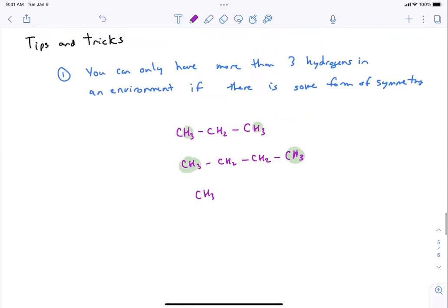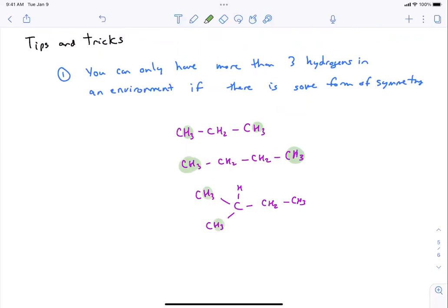Sorry, if you have this, these are in the same environment. So branching or mirror images across the vertical plane, those are where you have environments with more than three hydrogens. So think about that, especially on the test, the mock exam.